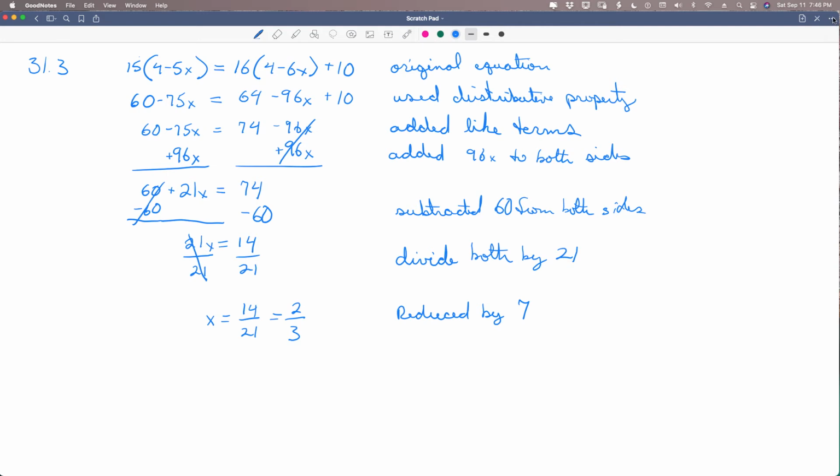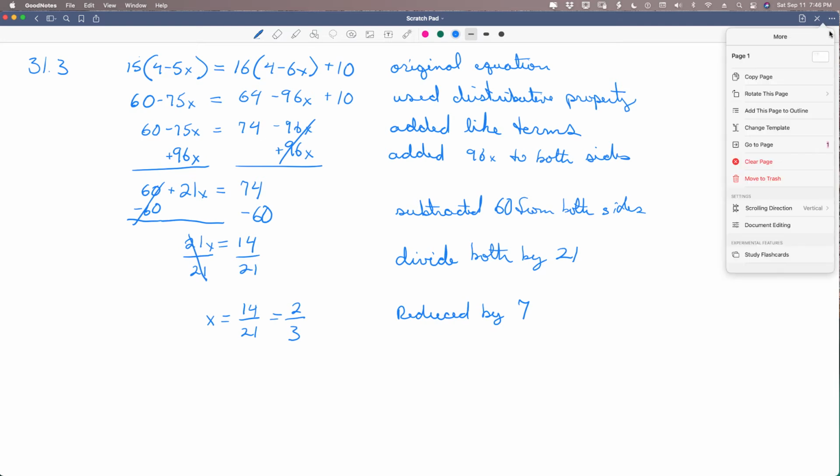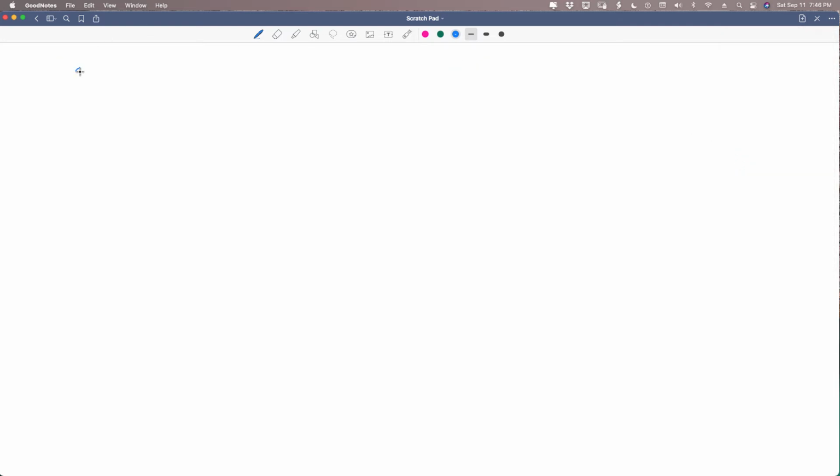So let's clear the page and do 31.4. Write it as I write it. All right, what is our first step? This is the original. Okay, so what's our first step? Our first step is to distribute.